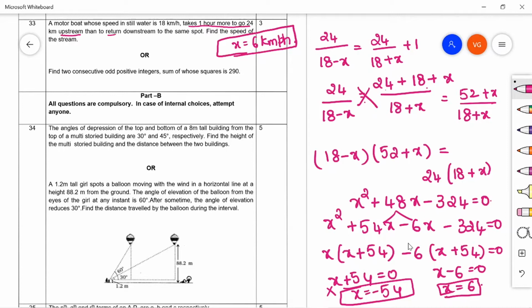So I repeat again, for writing given data, you will get half mark. Upstream, downstream equations, you will get half mark, so 1 mark here. Then writing the quadratic equation, you will get 1 mark. And then solving and getting the final answer, you will get another 1 mark. So these are the 3 marks, how they have divided it. So the marking scheme for 33 is like this.